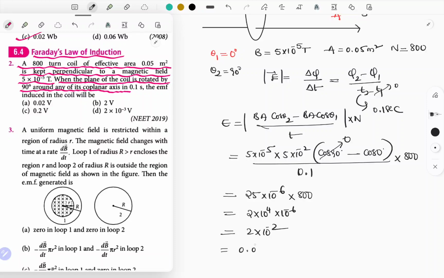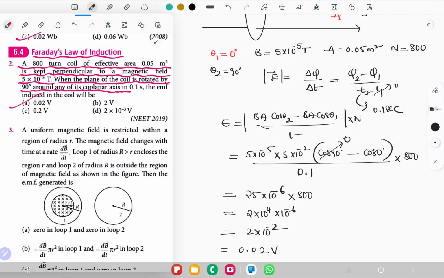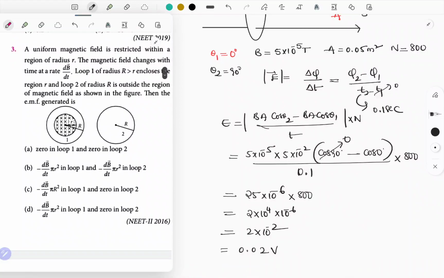Answer is 0.02 volt. Which option matches? Option A is the correct answer. Hope you understood. Okay, next question.